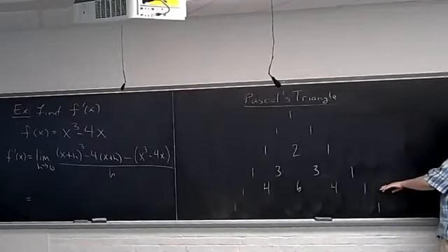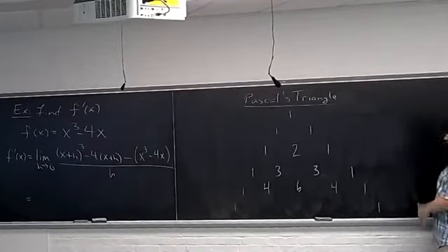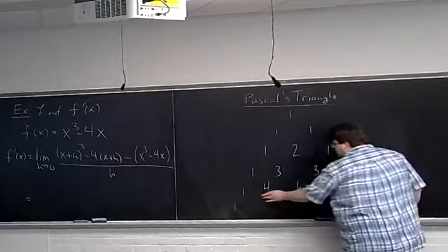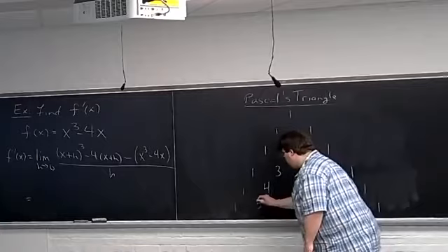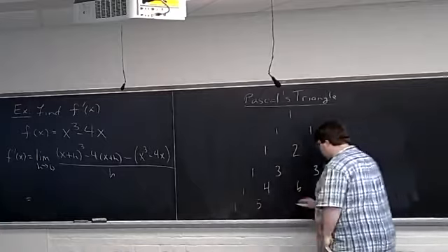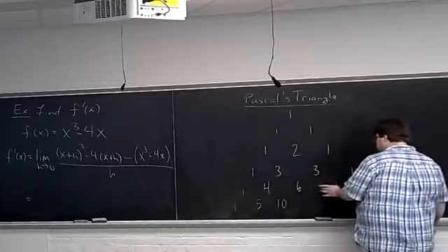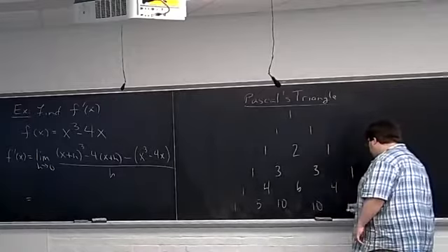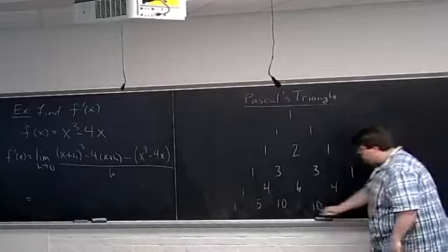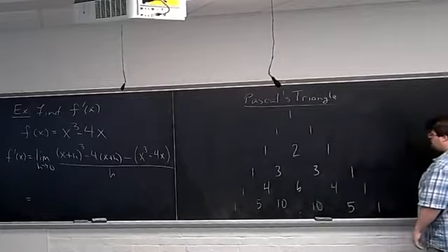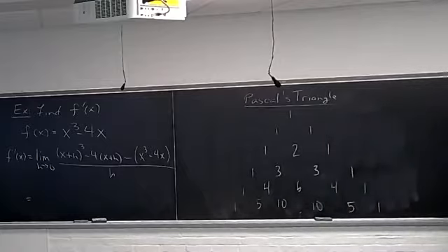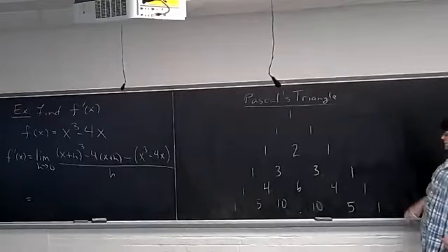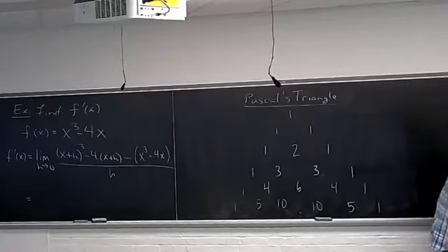This row down here has 5 numbers, so the next one is going to have 6. Start and end with a 1. The middle 4 are 1 plus 4, 5. 4 plus 6, 10. 6 plus 4, 10. 4 plus 1, 5. And then you can keep forming rows as you need. In the worksheet example with x to the 5th, if you use this triangle, that is the row you use.